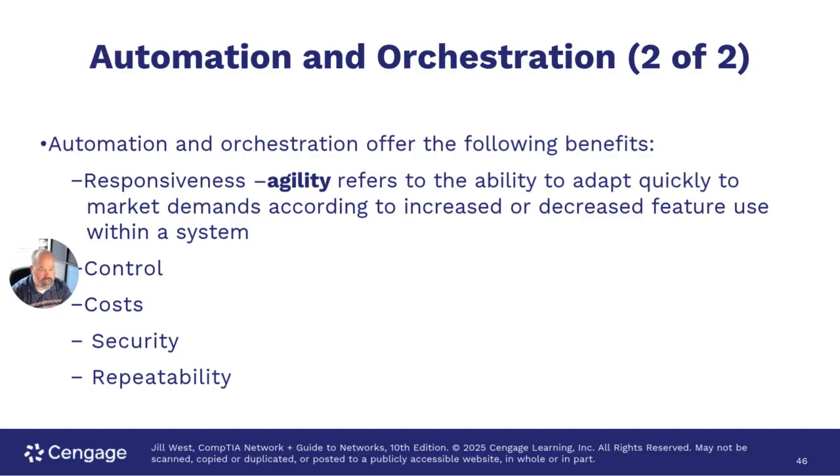Automation and orchestration provide some serious benefits. Responsiveness and agility let you adapt quickly to market demands, kind of like being able to pivot faster than a basketball player. Better control means fewer human errors. Lower costs because robots don't need any kind of breaks or vacation time. Enhanced security through consistent application of security policies, and repeatability ensures the same tasks are done the same way every single time.